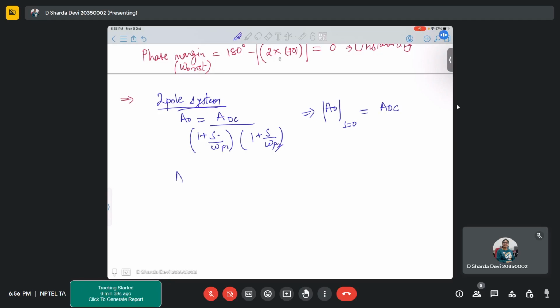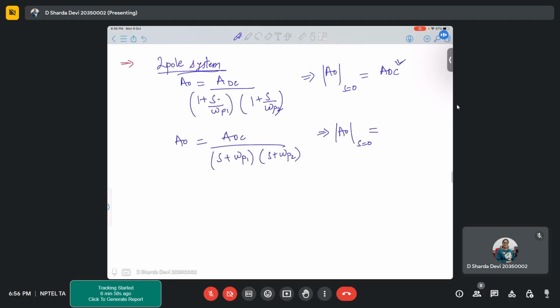Now, suppose you write A naught as ADC upon (S plus omega P1)(S plus omega P2). Here you might think your DC gain is exactly equal to ADC, but in this particular case, your DC open loop gain is not actually ADC, rather it is ADC upon omega P1 into omega P2. So both the representations are correct, just that you have to keep in mind what DC gain you are getting.